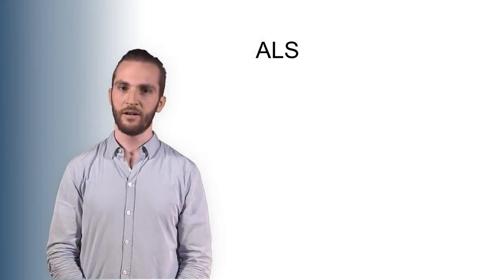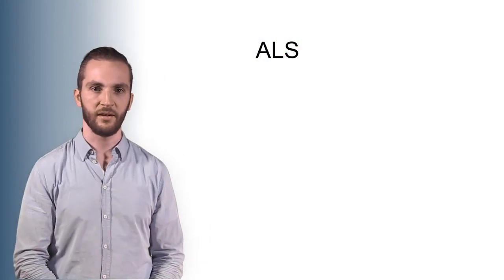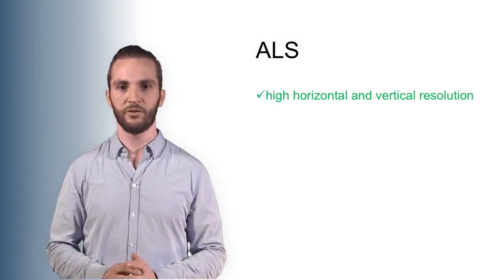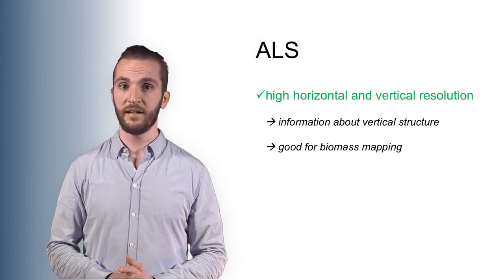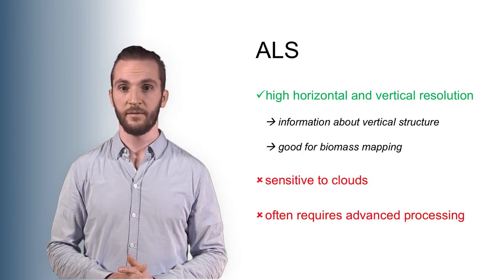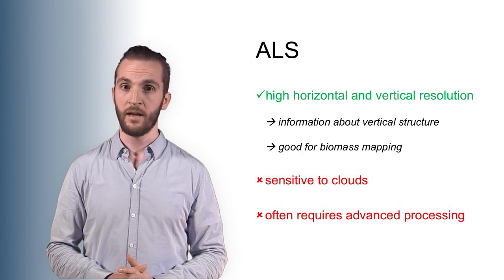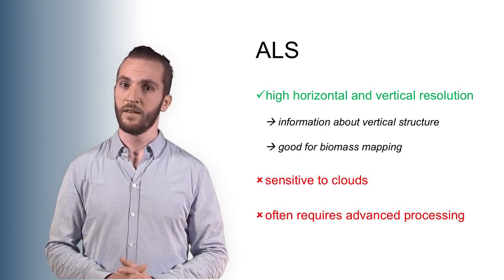To summarize, airborne laser scanning is a very useful technique. It carries information about vertical structure and very high spatial resolution can be obtained. However, it inherits the same shortcomings as the other techniques using visible or infrared light. It is sensitive to clouds. Nevertheless, ALS is often used for local inventories. The airborne measurement techniques discussed in this video, aerial photography, stereophotogrammetry, and airborne laser scanning, all provide useful information and are commonly used for local inventories.